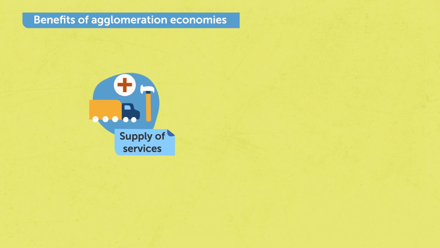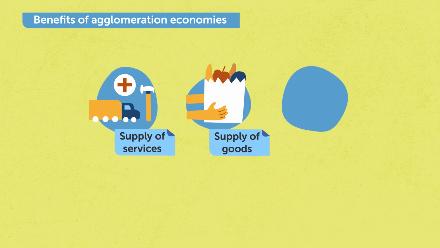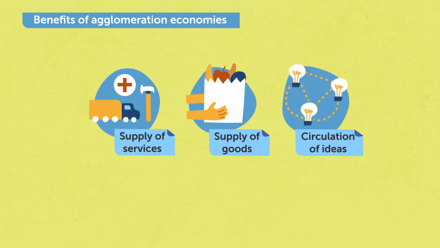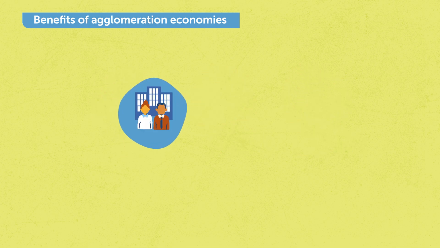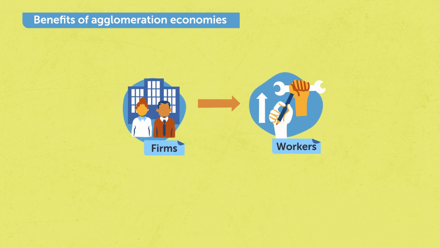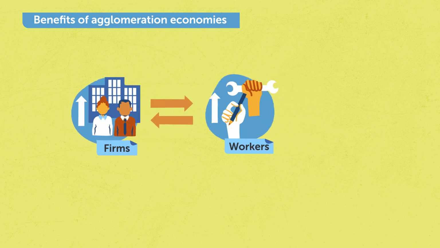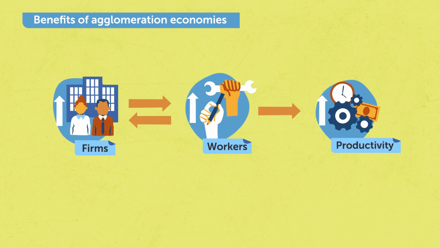Agglomeration economies are, for example, that in places where population density is higher, there is a greater supply of differentiated services and goods. There is also a faster circulation of ideas. And it's also the case that firms find a more diverse and larger workforce, and workers have more employers to choose from. All these factors make population-dense places more productive.